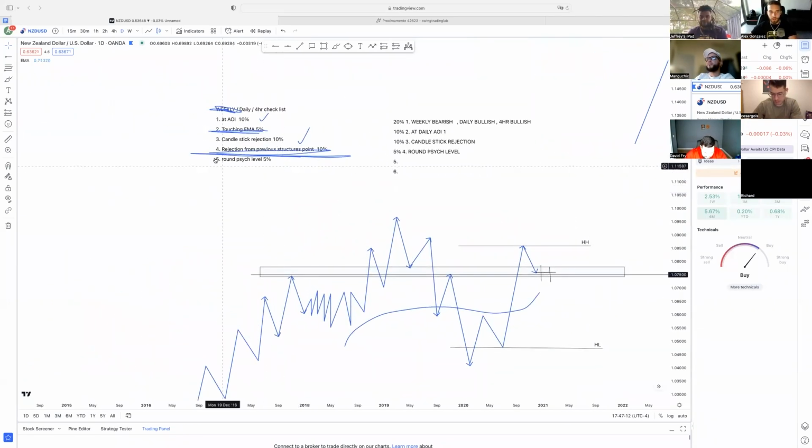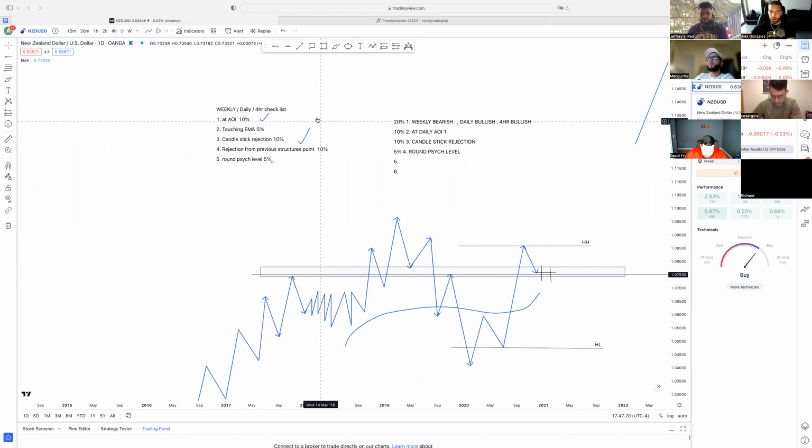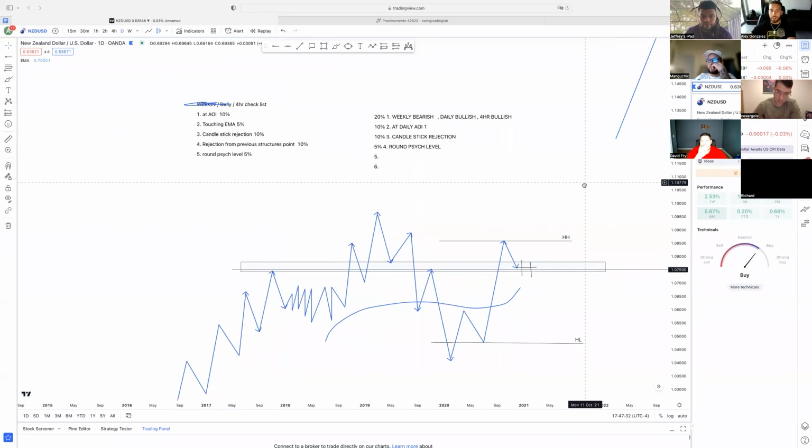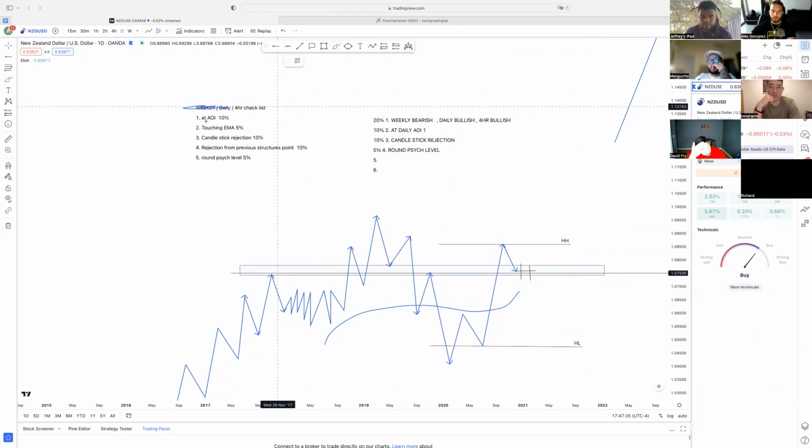Perfect. So we understand that we just did this on the daily time frame. We did this on the daily, we did this on the weekly, so now we go and do it on the 4-hour time frame. We automatically already know that the area of interest is canceled out on the 4-hour, because we don't use a 4-hour area of interest. The round psychological level is the same on the daily, weekly, or 4-hour. It's the same number at the same zone.